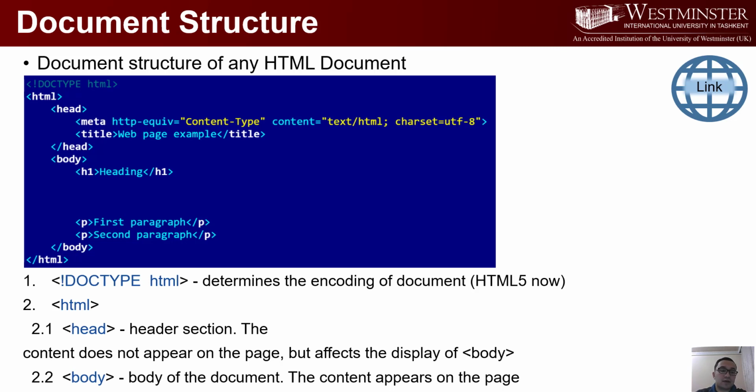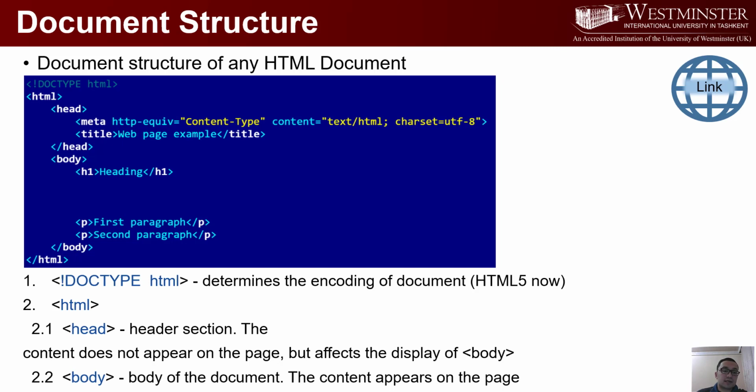After doctype html we have the tag named html. This html is the parent of all children in my .html file, which is the most important tag. HTML, as you can see, contains two child tags. First tag is head and the second tag is body. Head is used for the header section. The content does not appear on the page but affects the display of body. What does this mean? Whatever you write inside head is not displayed in your browser.